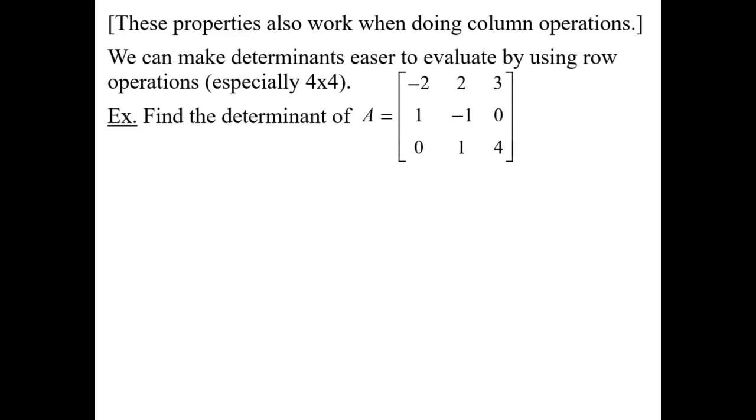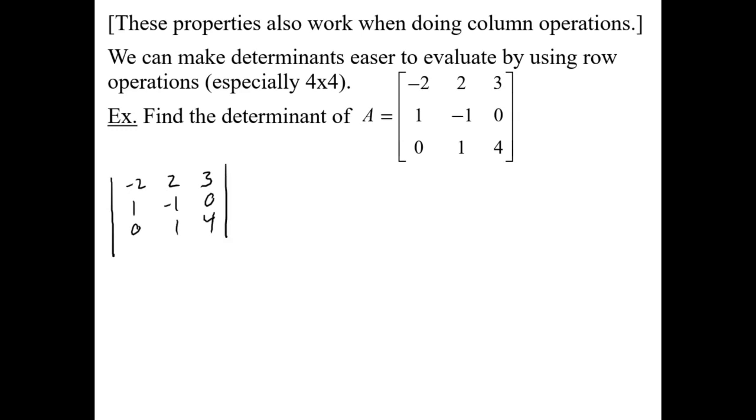We can make determinants easier to evaluate by using row operations. So again, 3 by 3 matrix is not a big deal. We can find the determinant the way we learned last time. But 4 by 4, already that becomes a giant pain in the neck. So notice that now we are able to do these row operations. The only thing we have to be careful about is, do we change the determinant by doing operations? So let's find this determinant. We're finding the determinant of the matrix with rows negative 2, 2, 3; 1, negative 1, 0; 0, 1, 4.